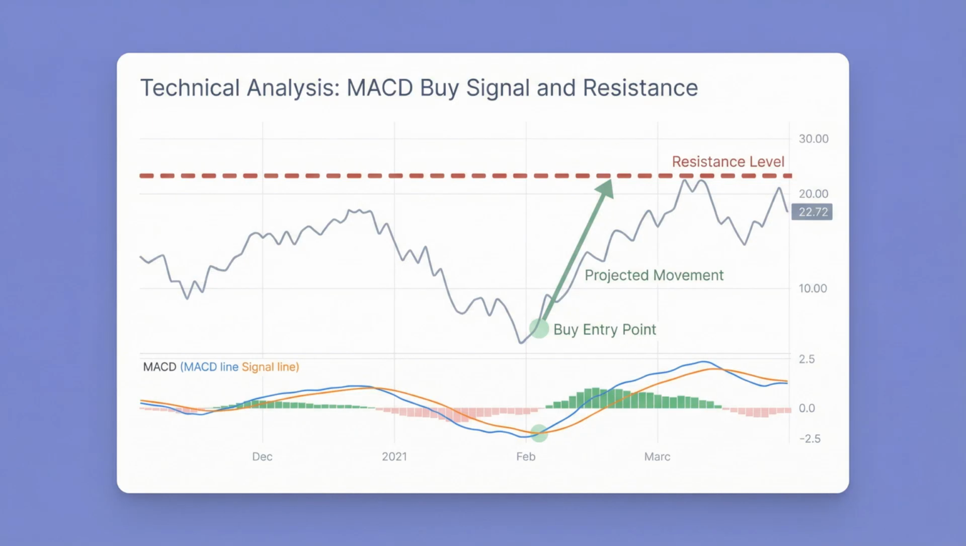When trading with MACD, initial price targets are often set at established resistance levels on the chart. Because many market participants use this exact indicator simultaneously, it creates a powerful psychological effect. If everyone sees the same buy signal, their collective buying action can actually drive the asset's price upward.